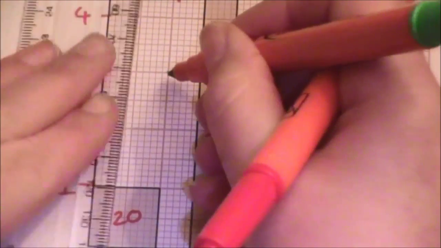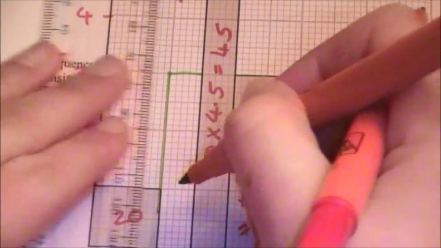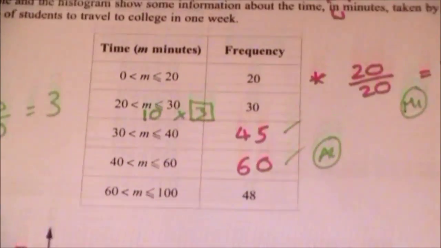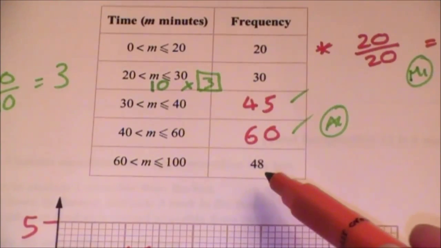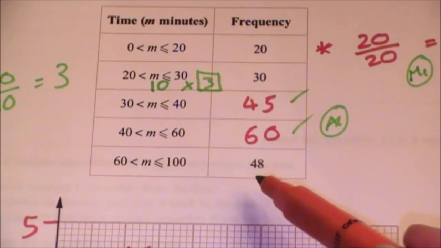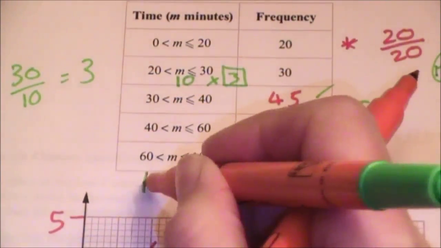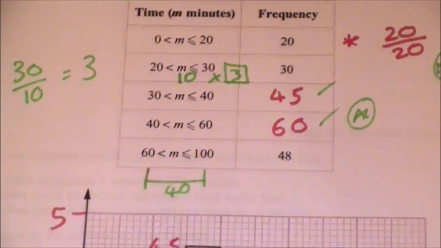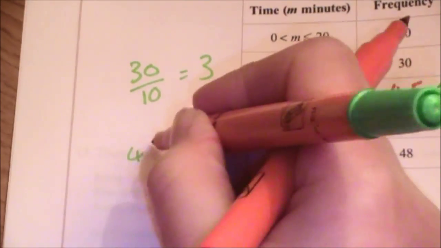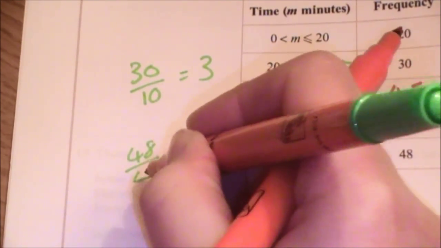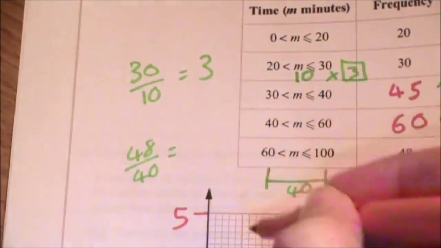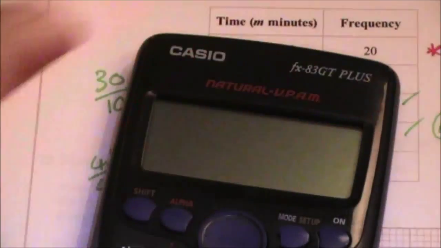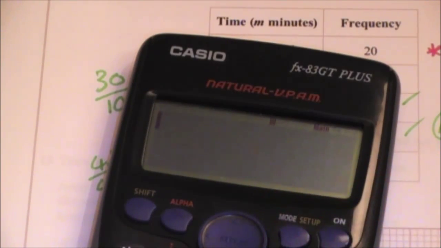So it's 10 wide because it goes from 20 to 30 and it goes up to 3. So it goes to there. I can draw that in. And there you go. That's that bar. The next one has an area or frequency of 48. It's got a width of 40. So I need to do 48 divided by the width, which is 40.